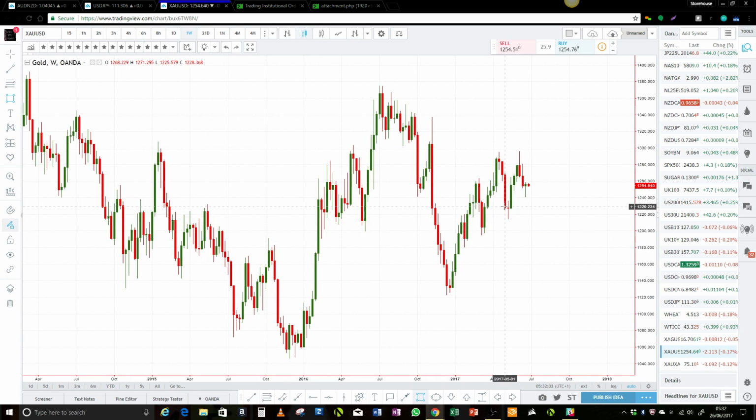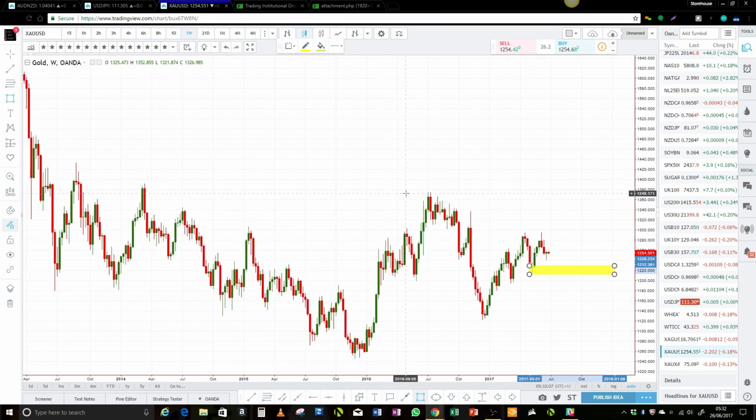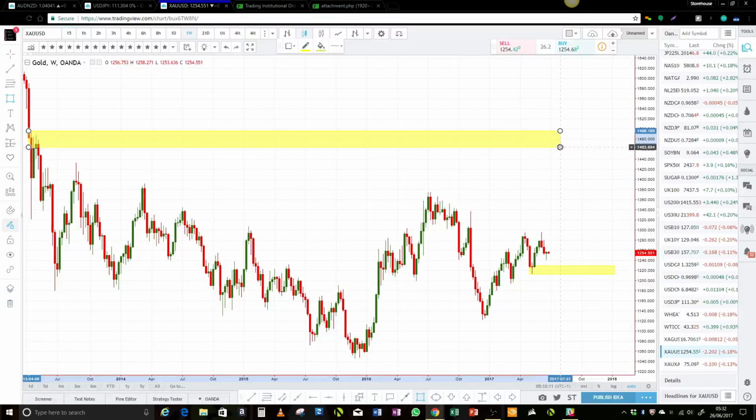On the weekly view for gold, that's the demand zone, and I don't see anything in supply up until up in here, possibly, in fact, even like that.